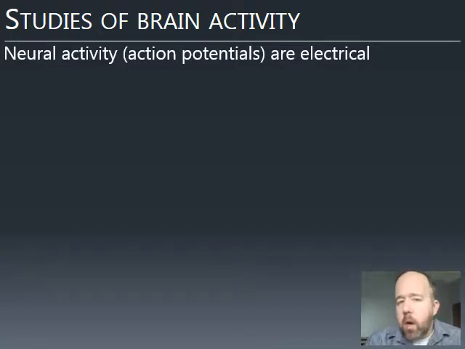As we know from our unit on neurons, neural activity comes in the form of action potentials. Now, there's also chemical activity when neurons communicate with one another, but we know about this electrical signal that happens within a neuron when it's firing, when it's active.